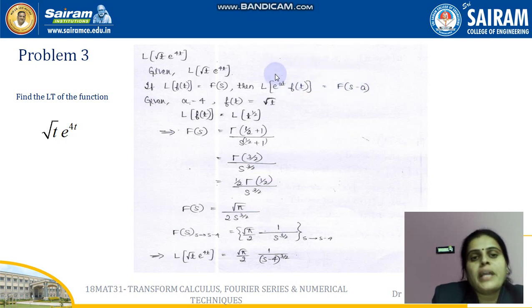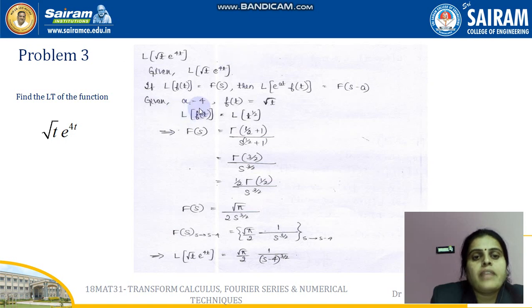So this problem can be worked out in two ways. One is by using the shifting property, and the other one is Laplace transform of t to the power of n into f of t. By using that particular property also you can solve it. So whichever way is easy for us, that we need to do. Always among all the properties, shifting property is going to be the easier one. Therefore we are going to use that.